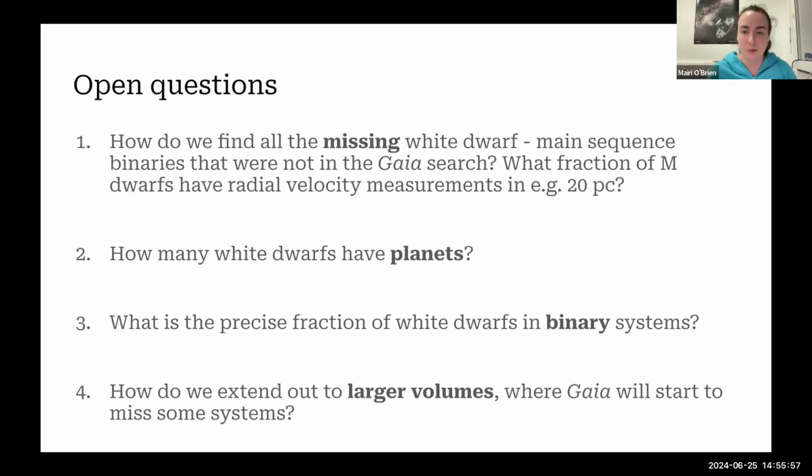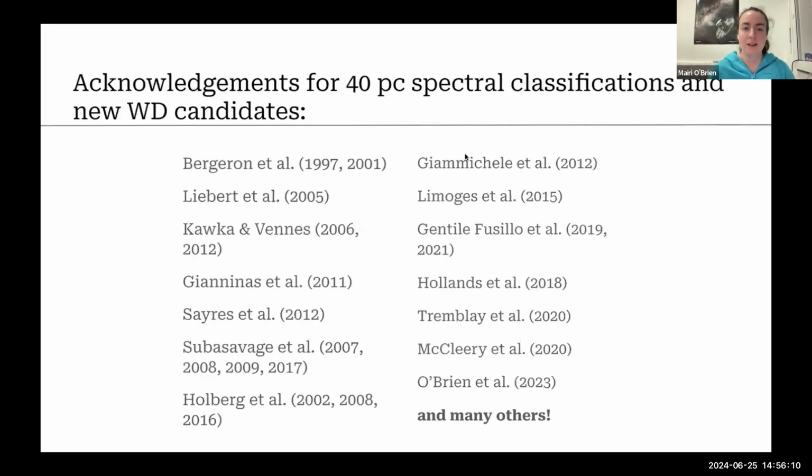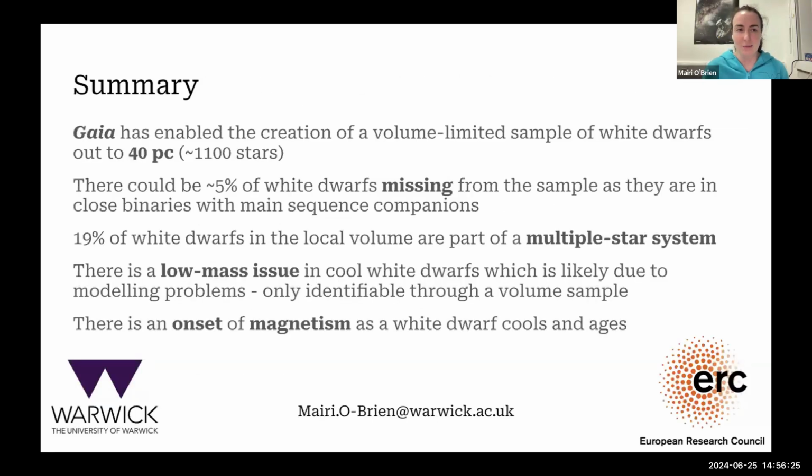What is the precise fraction of white dwarfs in binary systems? We have some idea of that, but it would be great to get a more robust number. And how do we extend out to larger volumes where Gaia will start to miss some of the coolest white dwarfs? So I wanted to quickly acknowledge all of the people that have been involved in creating the 40 parsec sample. I just came in at the end and did all the final analysis. So thank you to all these people for helping put that together. And I'll leave my summary here and take any questions.